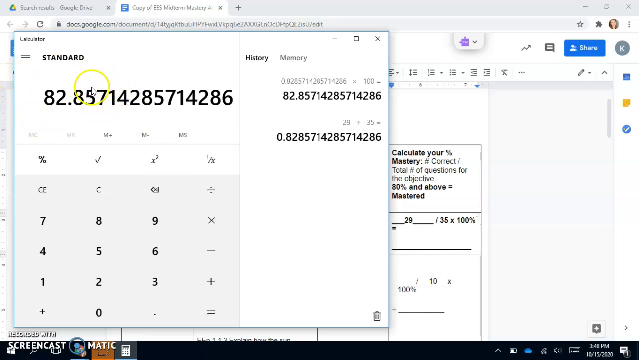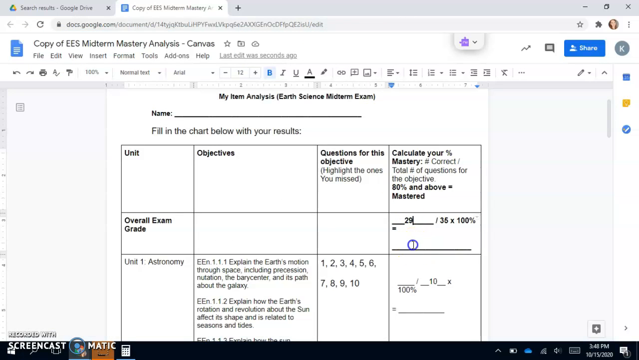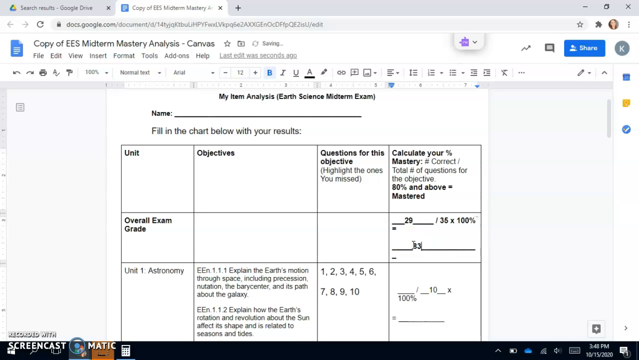Which gives us 82.857142, a long number. You guys can round to the nearest tenth. If we follow our rounding rules, this 8 is above a 5, so I'm going to round it up to 83. I'm going to say my overall percentage, because that's how I would do it for your grades anyway, I would round to the nearest whole number. So your percentage here is an 83. That means I mastered the content overall on this midterm exam because I got above an 80. So we would say, yes, I mastered. If you got anything below an 80, that means you did not achieve mastery, which means we've got some review work to do before your final exam.